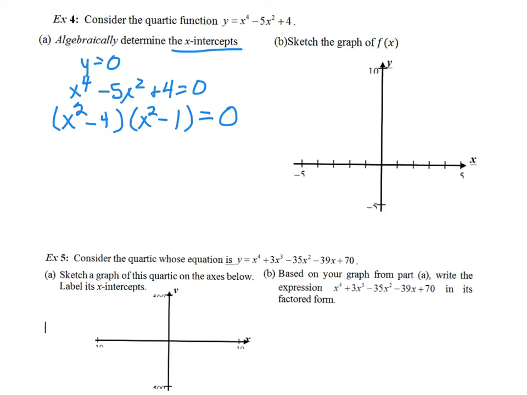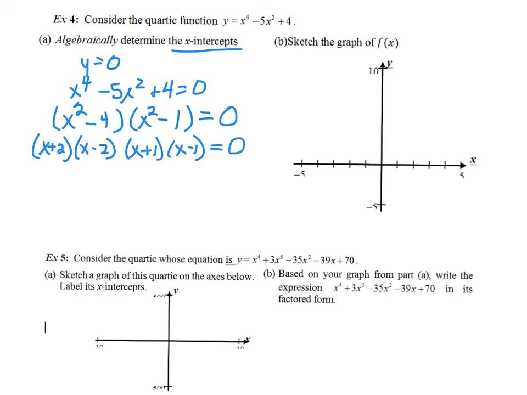I'm going to keep going with factoring because I want to see the factors in completely simplified form so that I can see how they translate over to the roots on my graph. So continuing on with my factoring, I notice that I've got the difference of two squares, so that's going to give me x plus 2 times x minus 2. And for x squared minus 1, that's going to give me x plus 1 times x minus 1.